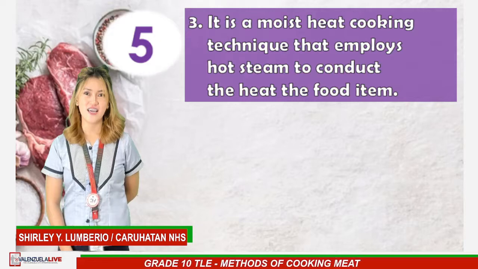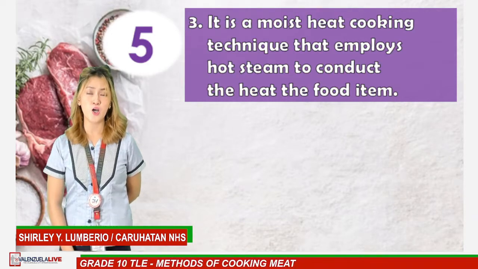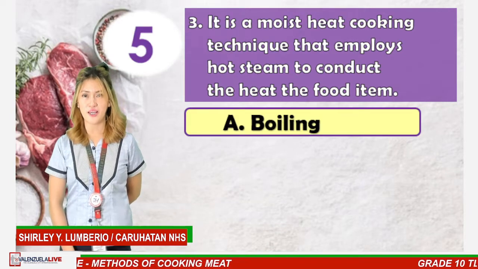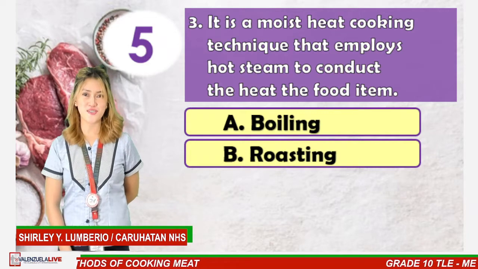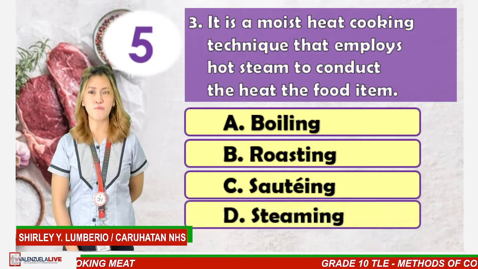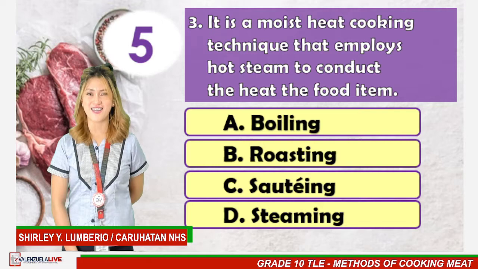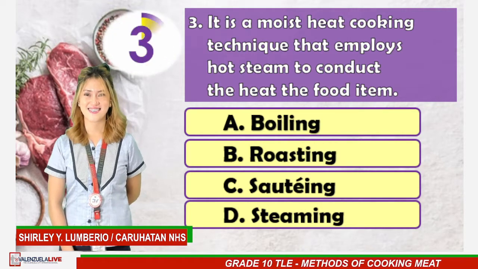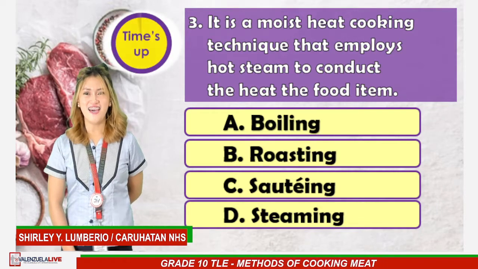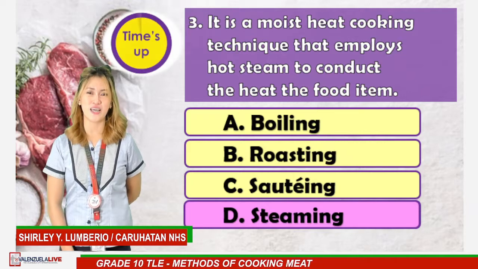Number 3. It is a moist heat cooking technique that employs hot steam to conduct the heat to the food item. Is it A, boiling, B, roasting, C, sautéing, or D, steaming? Key in your answer at the comment box for 5 seconds. And the correct answer is letter D, steaming.